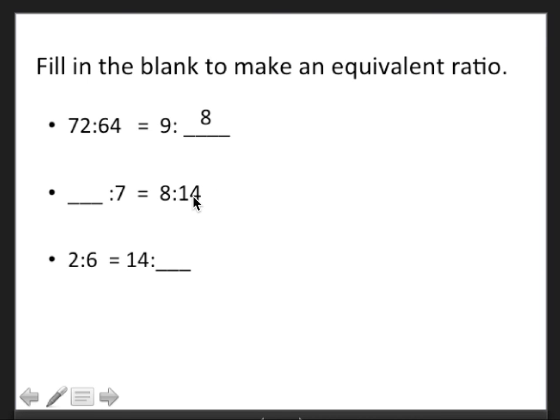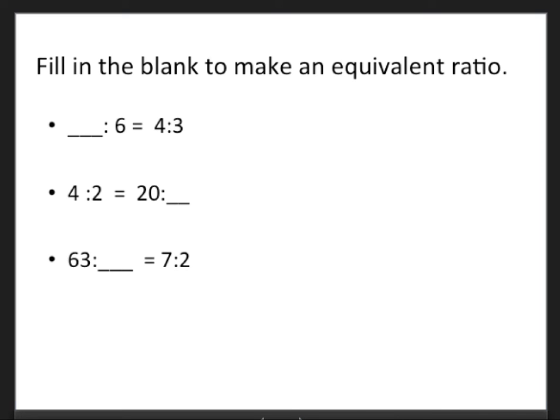Here, if we look at this one, I know these two, the second ones, 7 to 14. You can think about it from 7 to 14, I'm multiplying by 2. Or if I'm moving this direction, I'm dividing by 2. So 8 divided by 2 is 4. Here, I'm going from 2 to 14. How do I go from 2 to 14? Using multiplication or division, only multiplication or division. 2 times 7 is 14. So 6 times 7 is 42. Those are my missing ratios and making equivalent ratios.